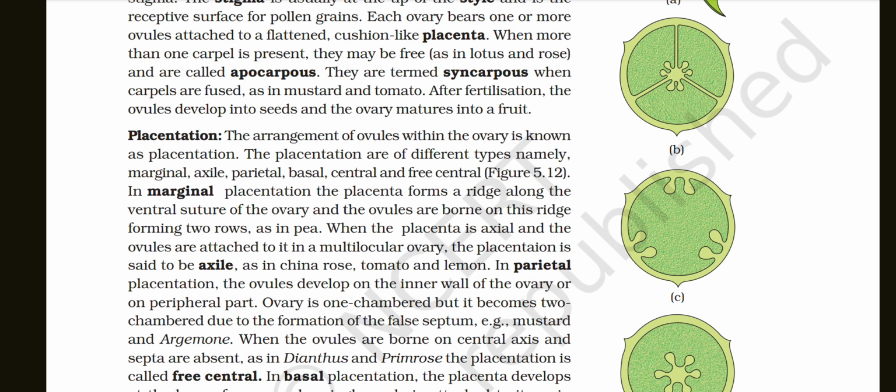When more than one carpel is present, they may be free, as in lotus and rose, and are called apocarpous. They are termed syncarpous when the carpels are fused, as in mustard and tomato. After fertilization, the ovules develop into seeds and the ovary matures into fruits.